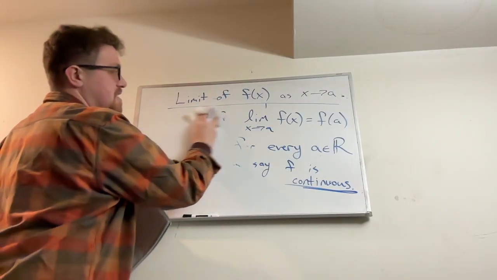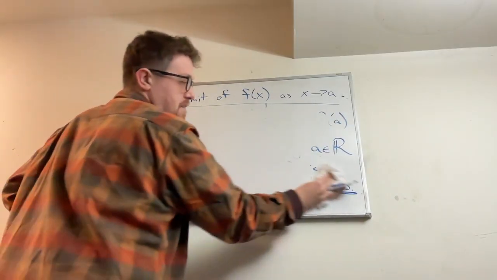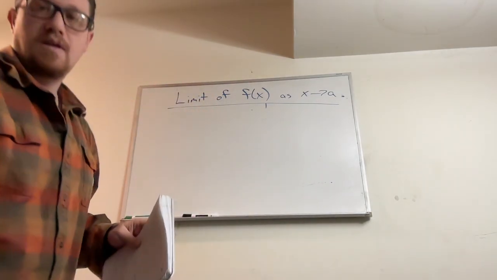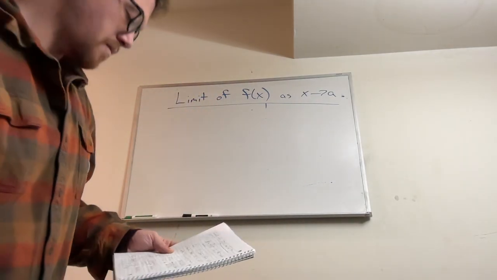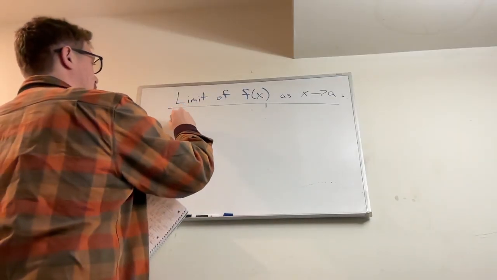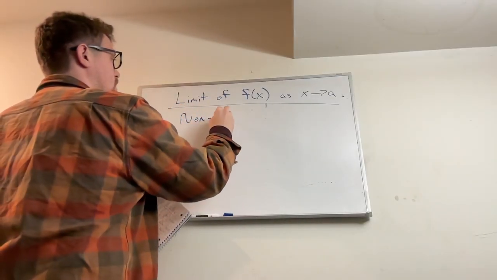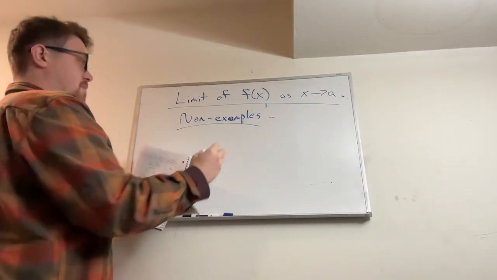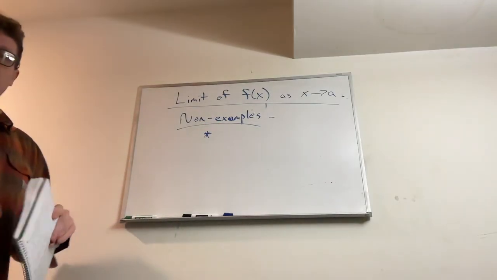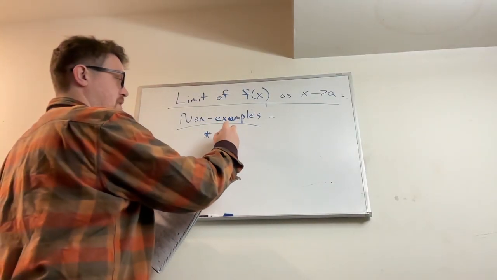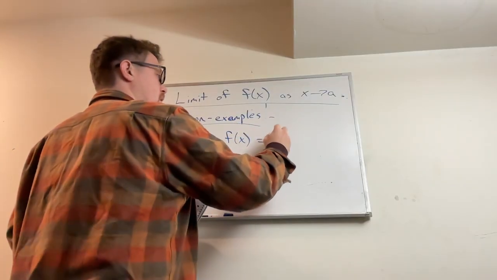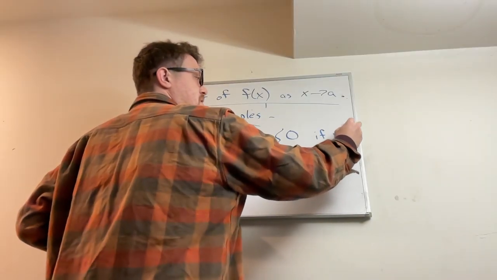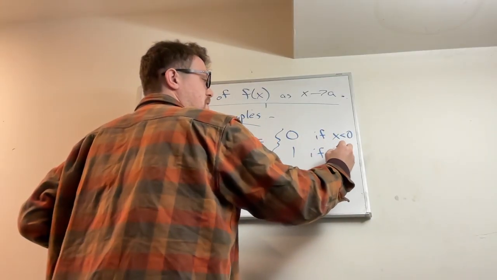Right, and then a couple of non-examples which are kind of interesting, functions that are not continuous. I'll write non-examples. Two interesting ones are, first, a step function. There are a couple of different ways to define it, but maybe we could say it's 0 if x is strictly less than 0, and it's equal to 1 if x is greater than or equal to 0.